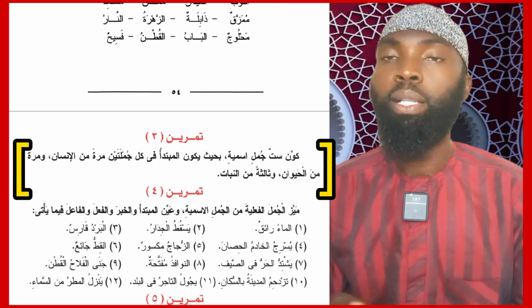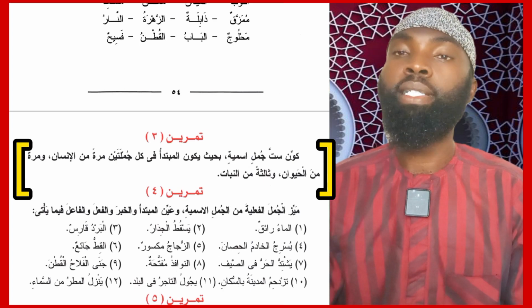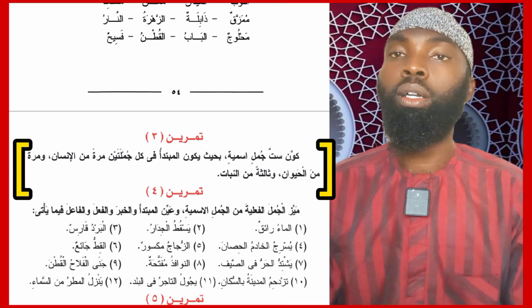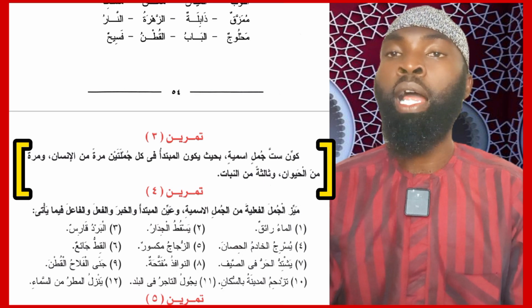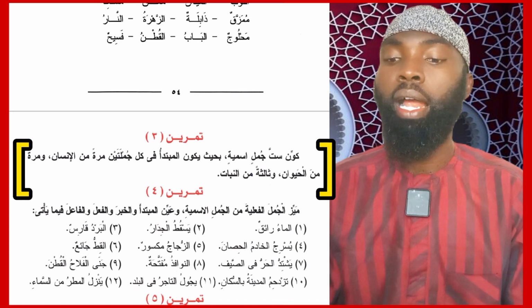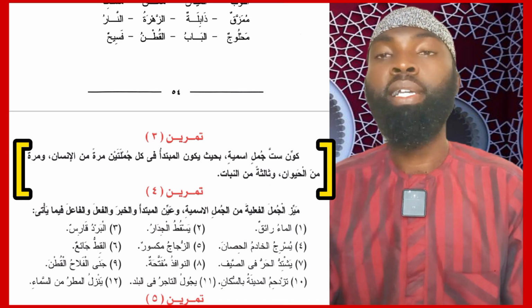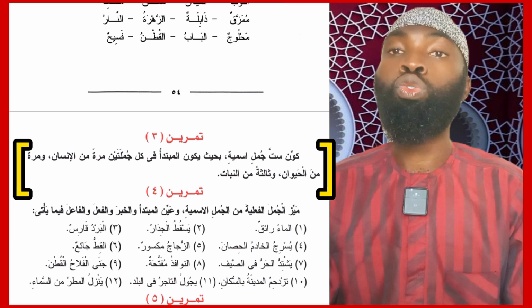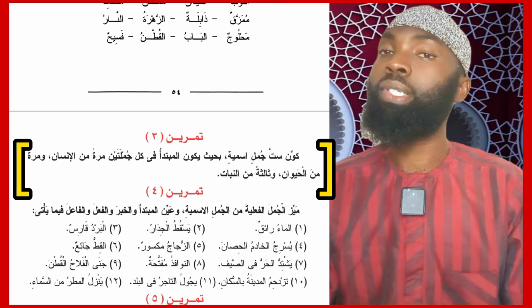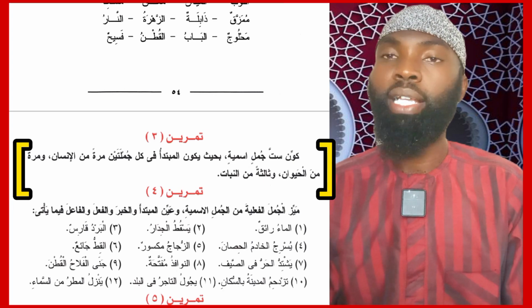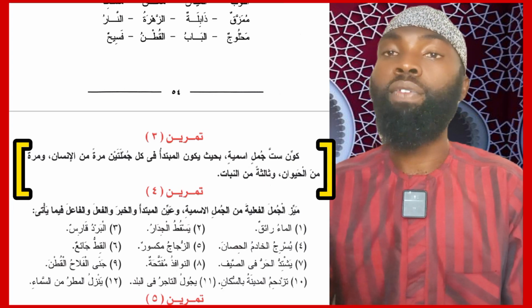So what can we say? Beginning with the name of a person, we can say Hamidun jai'un. Hamid is hungry. Next we can say Al-Bintu qasiratun. The girl is short. So we can see each of these contains the name of a person.